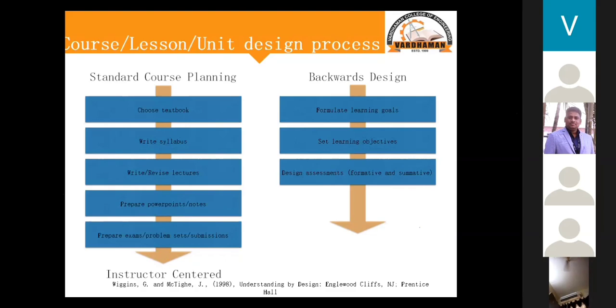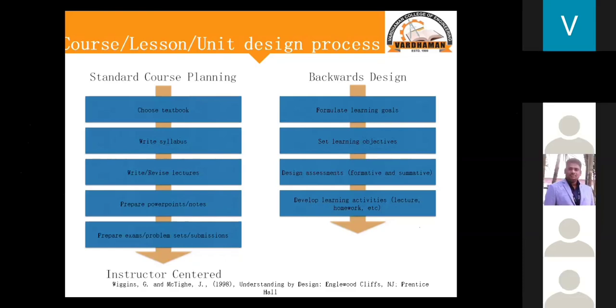So once we design our assessments, then we are required to develop our learning activities. That is nothing but our lecture plan, our lecture activities, what kind of assignments we can give, what kind of homework we can give, what exactly we need to teach within the class.